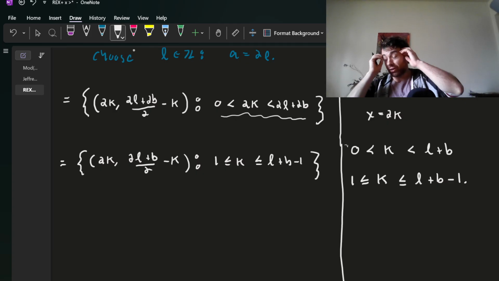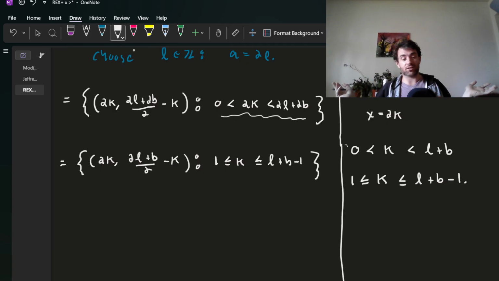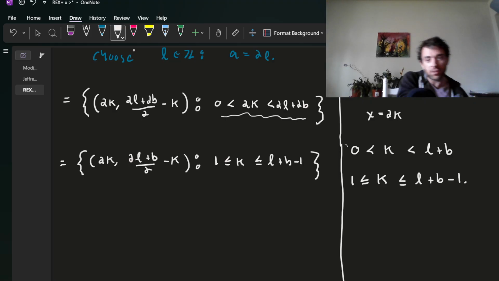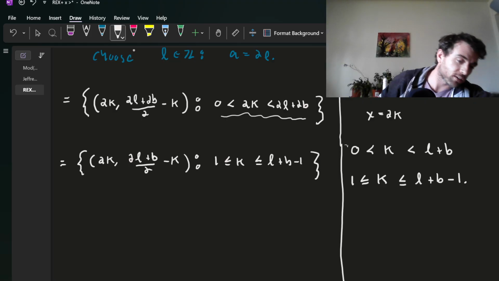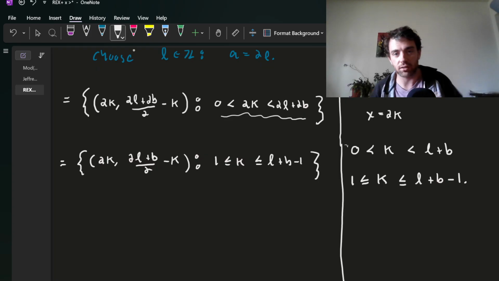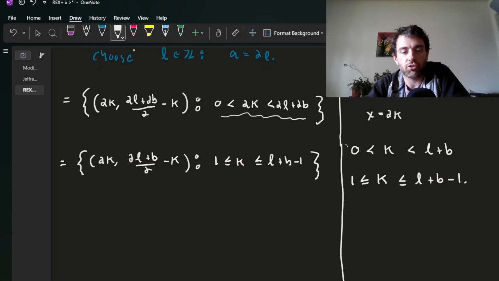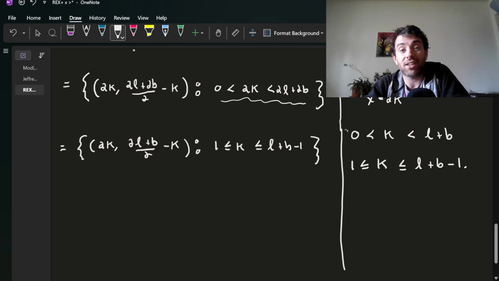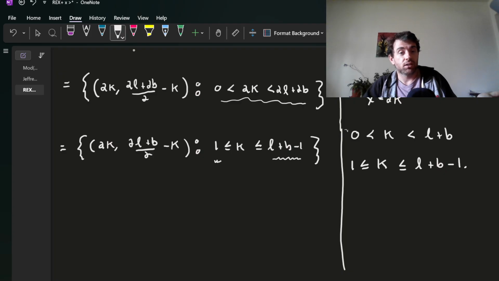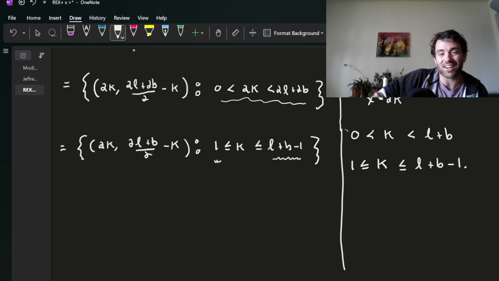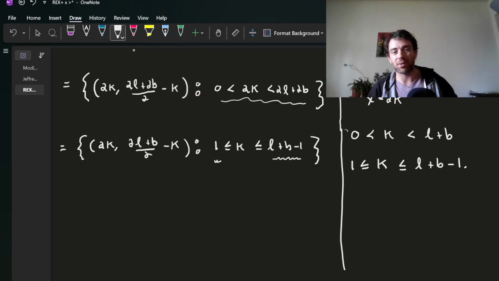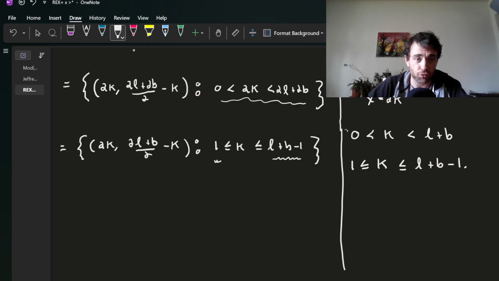Now, you might be thinking, okay, I've been at this for like 10, 15, 20 minutes. What is the advantage of writing it like this? It seems like the set is so much more complicated than the set we started with. Well, notice the advantage here is that now this depends entirely on one parameter, right? We're just counting the integers between 1 and L plus B minus 1. And how many such integers are there? Well, there's just L plus B minus 1, right? That's exactly the number of integers between 1 and L plus B minus 1. So this actually gives us a formula, right?